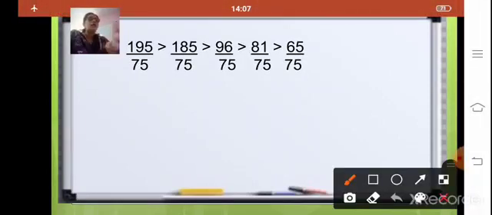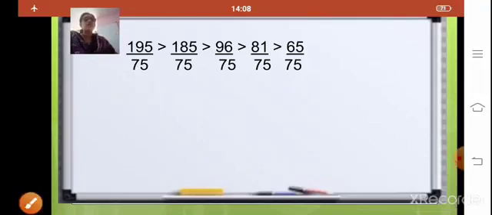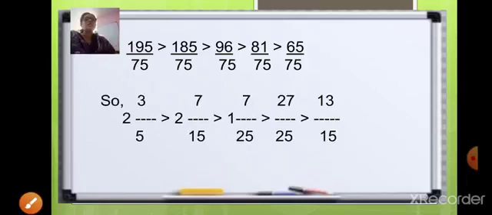Now we have to arrange it in descending order. Now descending means what? That is going from big number to small number. Now 195 upon 75. So we'll replace it with the original fraction. So which is your original fraction? Your original fraction is 2 3 upon 5. Correct? And for 185 upon 75, your original fraction which was given in the question was 2 7 upon 15.